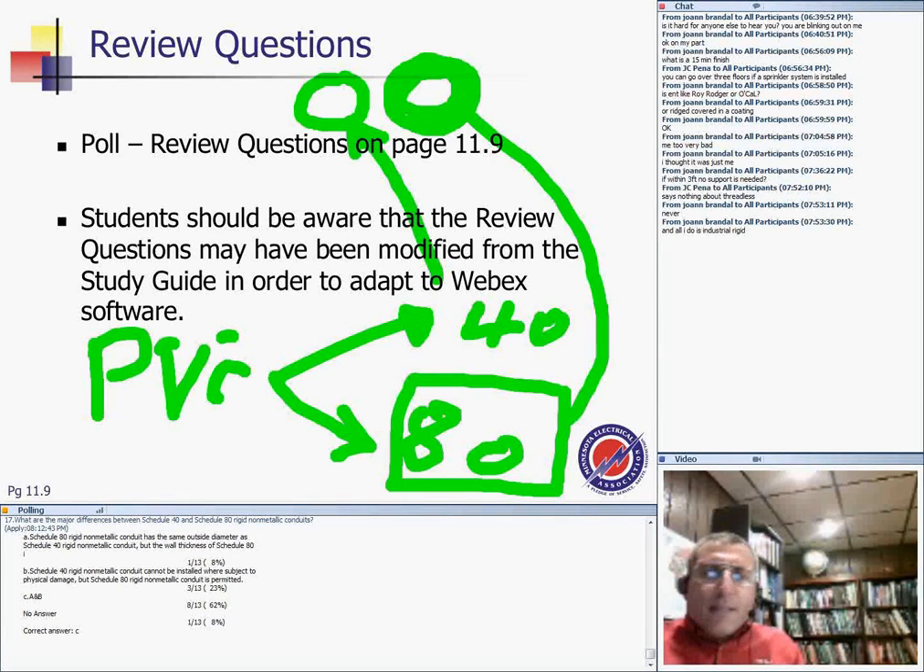Any questions, guys? There's a different inside diameter between the two of them. One is thicker, the 80, used for physical protection of conductors. Obviously, if I have to choose between using a PVC Schedule 80 for physical protection or rigid metal conduit, I will definitely use rigid metal conduit.